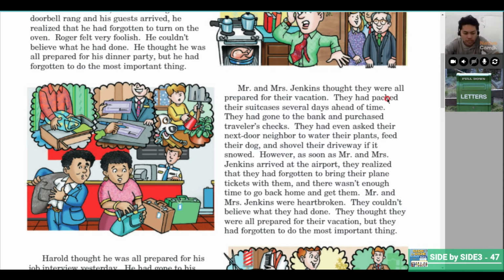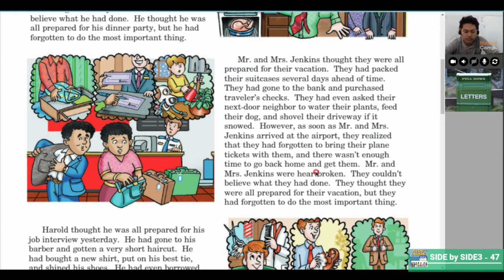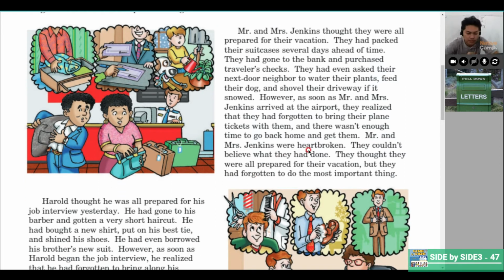Mr. and Mrs. Jenkins thought they were all prepared for their vacation. They had packed their suitcase several days ahead of time. They had gone to the bank and purchased travelers' checks. They had even asked their next-door neighbor to water their plants, feed their dog, and shovel their driveway if it snowed. However, as soon as Mr. and Mrs. Jenkins arrived at the airport, they realized that they had forgotten to bring their plane tickets with them, and there wasn't enough time to go back home and get them. Mr. and Mrs. Jenkins were heartbroken. They couldn't believe what they had done. They thought they were all prepared for their vacation, but they had forgotten to do the most important thing.